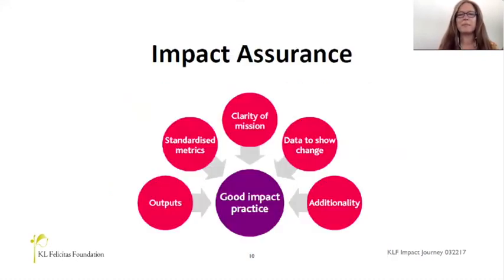Next, please. Back to the impact assurance, I just wanted to share with you what we're looking at. This is a method we're using to compare the maturation of impact metrics within each of our investees. So we look at outputs, we look at standardized metrics, clarity of mission: do they have a really solid theory of change that they understand, that they've iterated, that they're targeting with their mission? And then the data to show that change over time. And always, the golden standard is additionality.